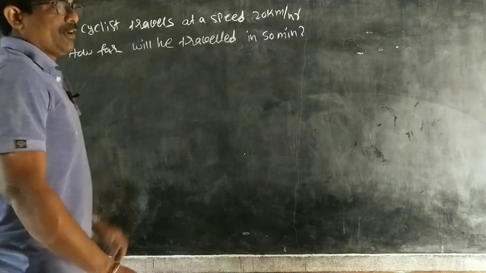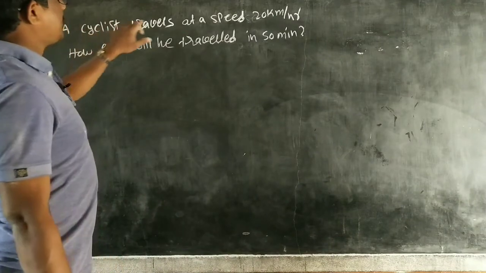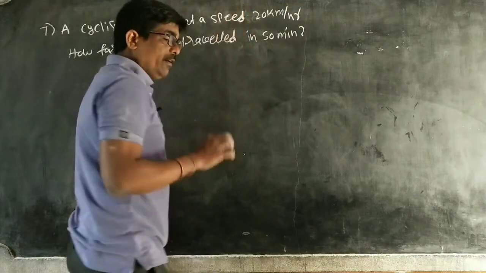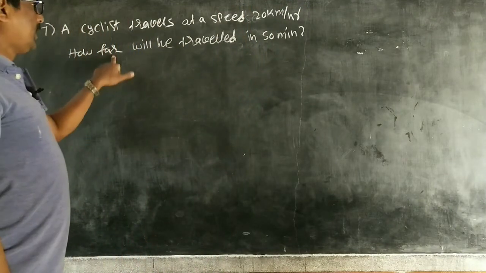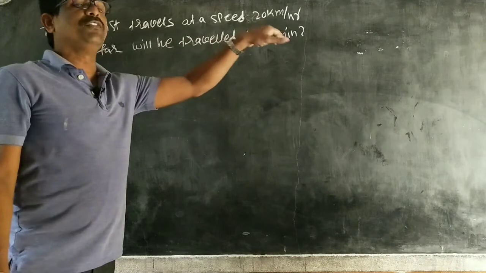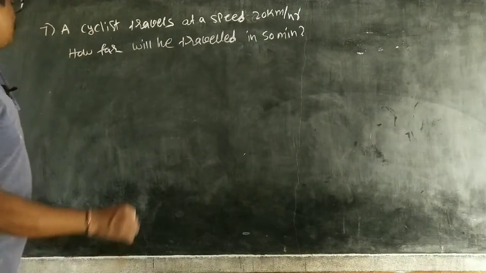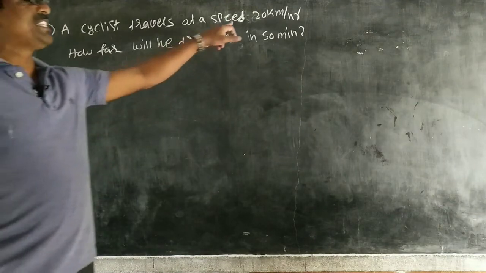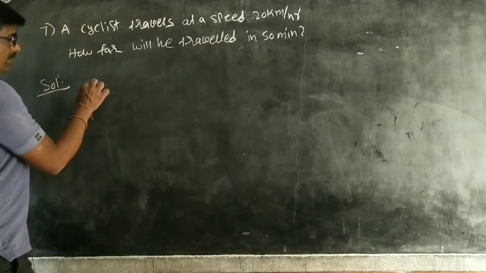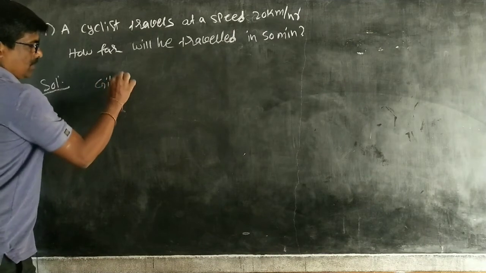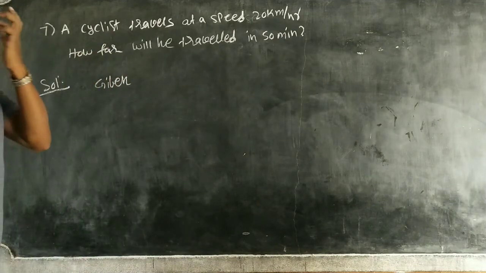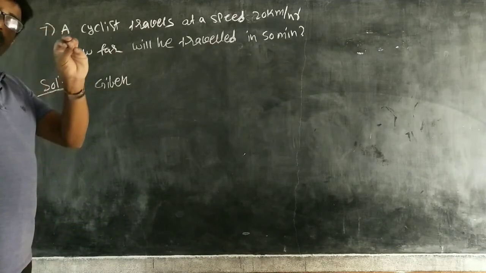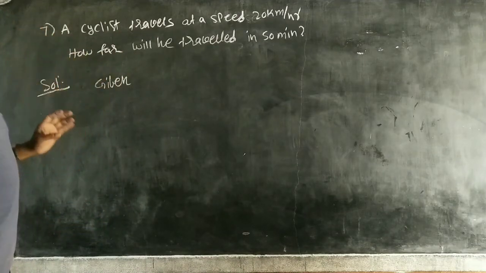Next, again one problem. A cyclist travels at a speed of 20 kilometers per hour. How far will he travel in 50 minutes? So, solution. What is given? First, speed is given. Whatever problem you write, first write what is given and what we have to find. Understand it clearly, then you can easily solve the problem.